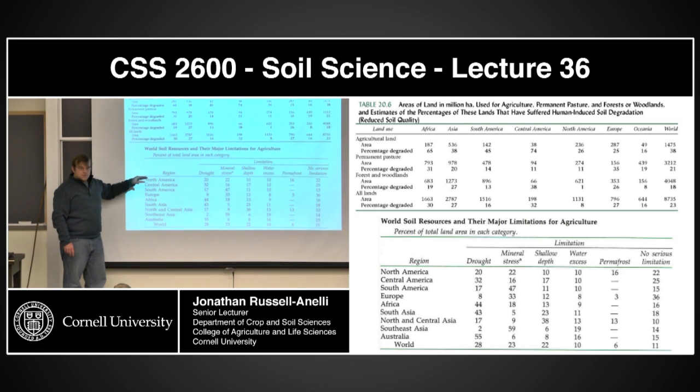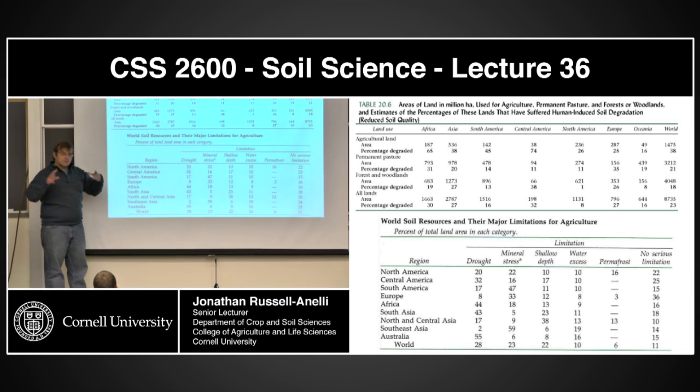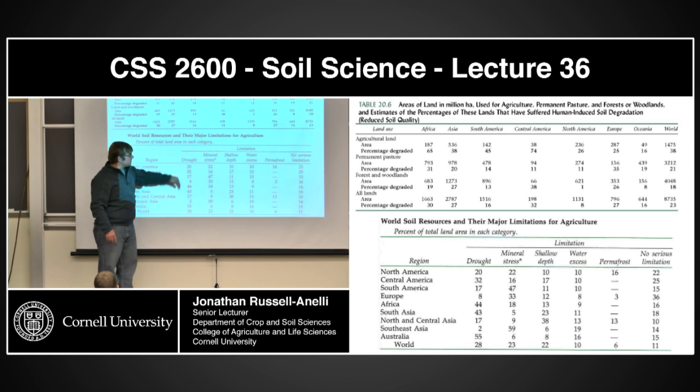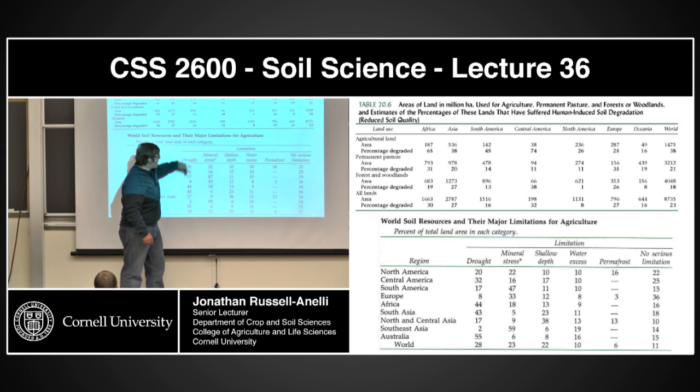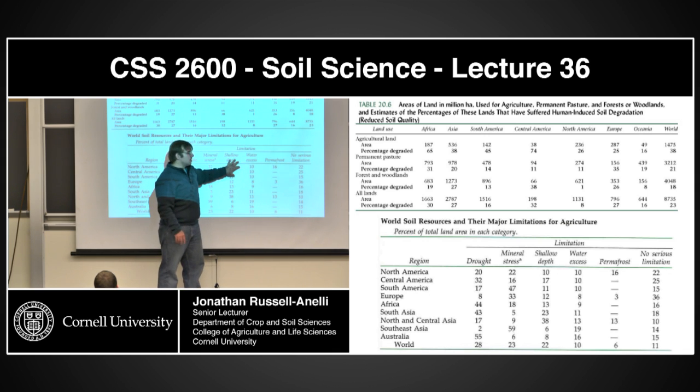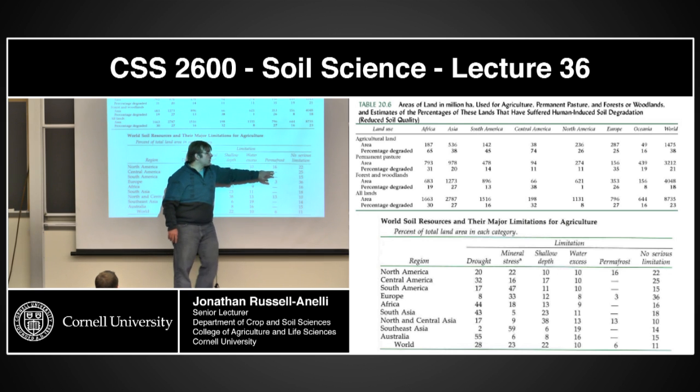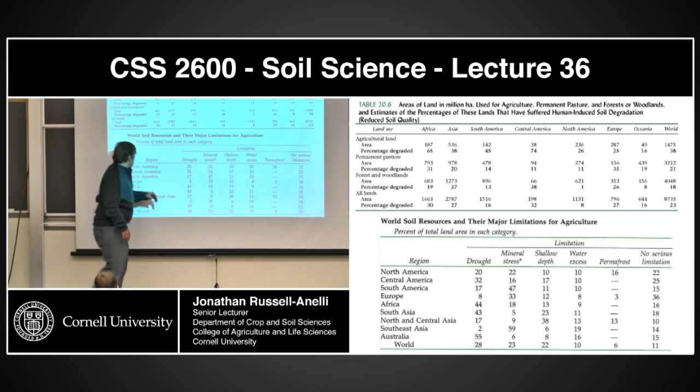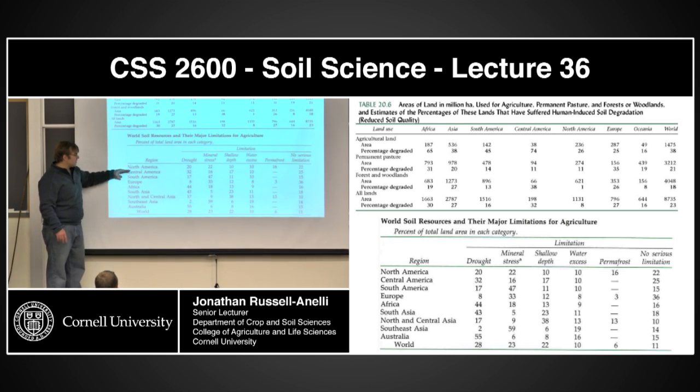If we think about what degraded means, and you saw that pie chart that I talked about about a week and a half or 2 weeks ago, this is a different way of looking at it. What we've done is a matrix. We've put the limitations out in a variety of categories: drought, mineral stress, basically salts or lack thereof, shallow depths, eroded soils, excess water or permafrost, or no serious limitations. This is the region of the world: North America, South America, all the way down to Australia, including the world.